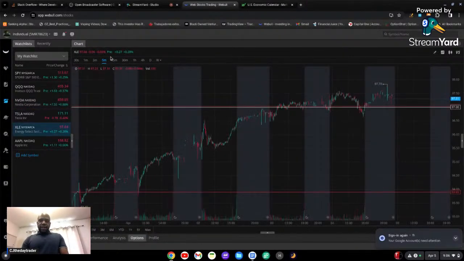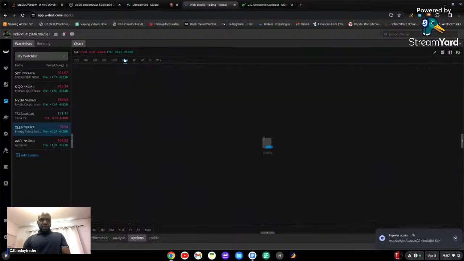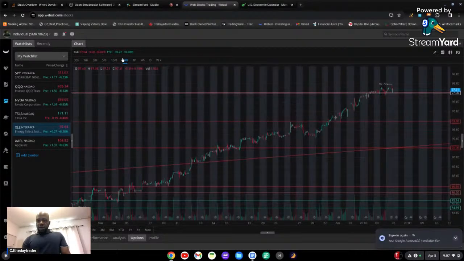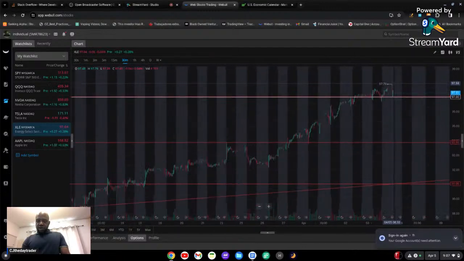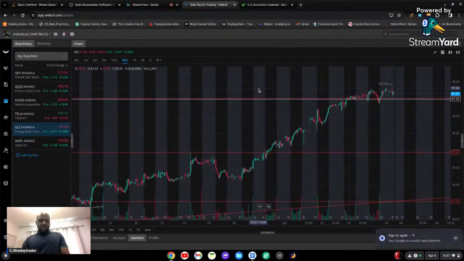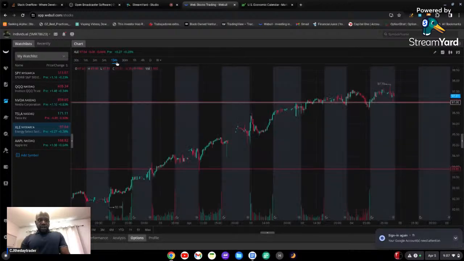XLE has had an excellent move. I would like to possibly get in a short position on this because it's been moving to the upside quite heavy, but that's not really a thing on my to-do list. Just keep in mind, XLE energy is at its all-time high, and anything below 97s, I would look for possible retracement back down to the 95s or the 93s.